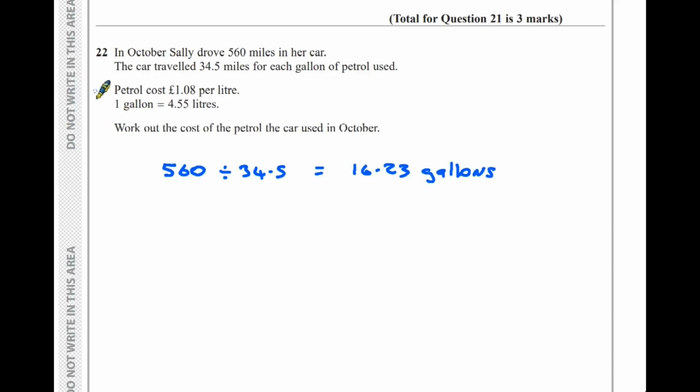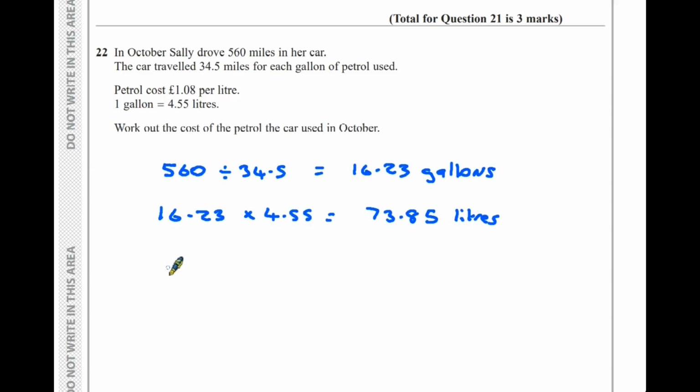gallons. Now the price for petrol is being given in litres, so we need to convert this into litres. So we have a conversion rate, 1 gallon equals 4.55 litres, so 16.23 gallons. We need to multiply by 4.55 and we get 73.85 litres, and again I am rounding to 2 decimal places.